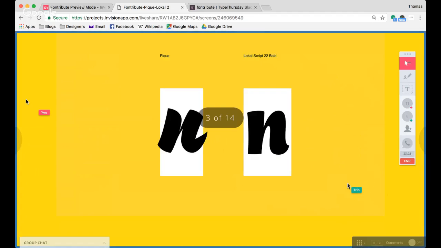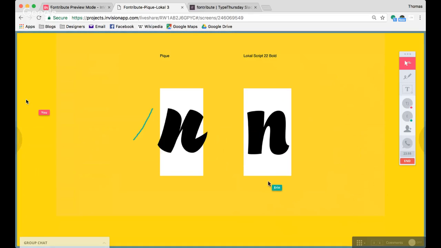Awesome. So let's just jump right in. I think the N is a great point to compare and contrast. Erin, do you want to take the floor first and share what you see? Well, something interesting to notice right away is that Pique definitely has more of a diagonal stress throughout all of the letters. You'll see a very consistent diagonal stress. And as we said earlier, Local Script is more of an upright.